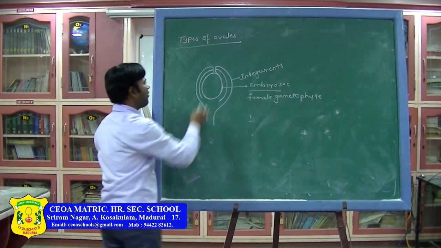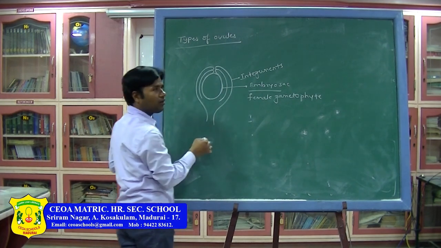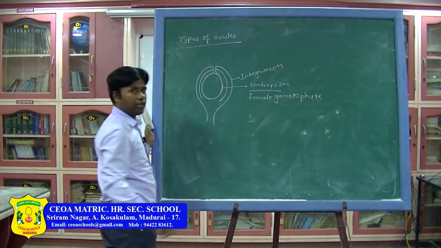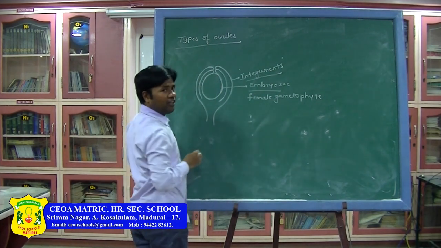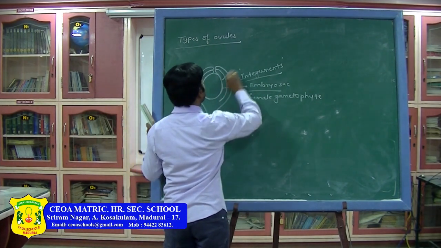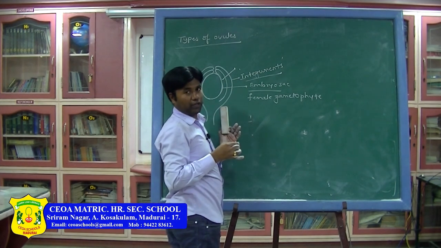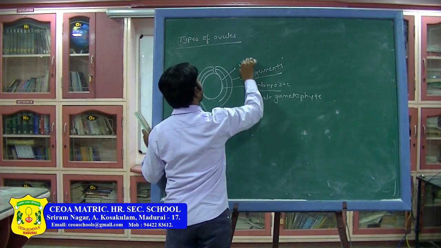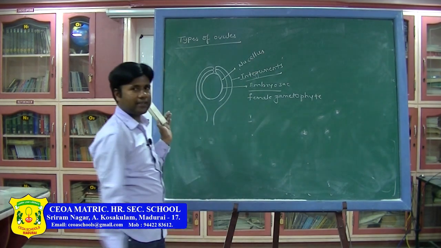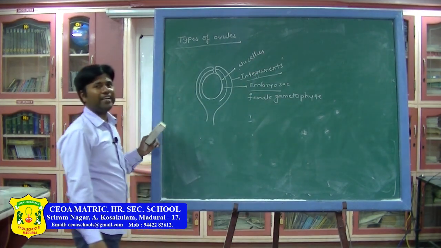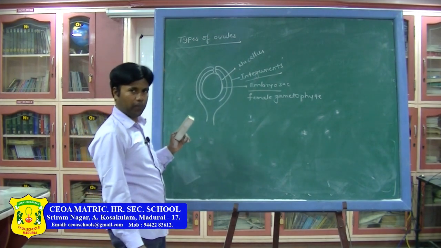This is the embryo sac. Around that, protective layers are present. These are called integuments. In this, nutritive substances, nourishment providing cells are present. That is called the nucellus. That nucellus tissue provides nourishment for the developing embryo.